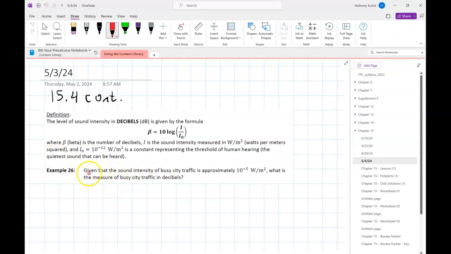So example time, given that the sound intensity of busy city traffic is approximately 10 to the negative fifth watts per meter squared. That's our I. What is the measure of the city traffic in decibels? So we're looking for beta. So we'll just plug this stuff into our formula.